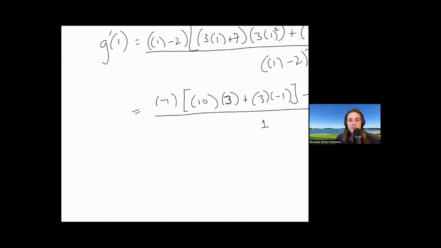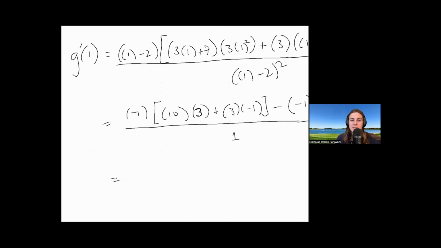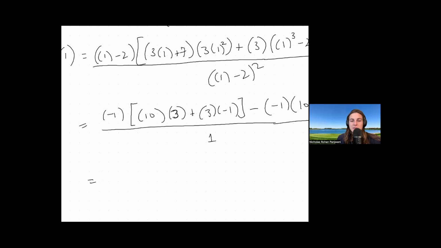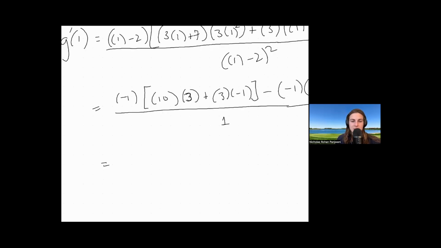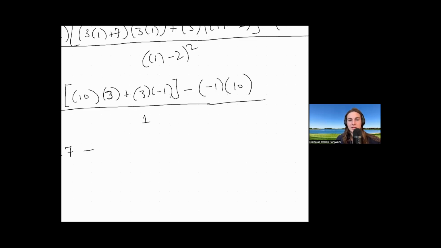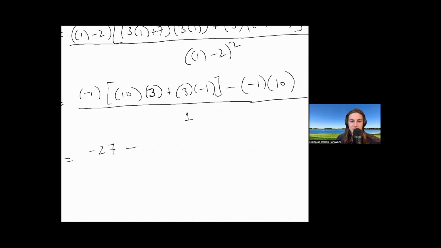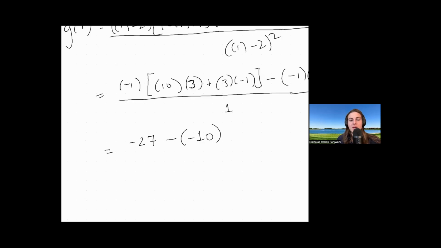So 10 times 3 is 30 plus 3 times negative 1. So that's minus 3. 30 minus 3 is 27. 27 times negative 1 is negative 27 minus negative 1 times 10. So it's negative 10. So let's call it plus 10. Or we can do minus negative 10 just for funsies. All over 1. So that's just 1.